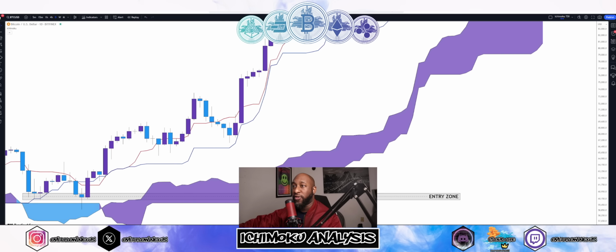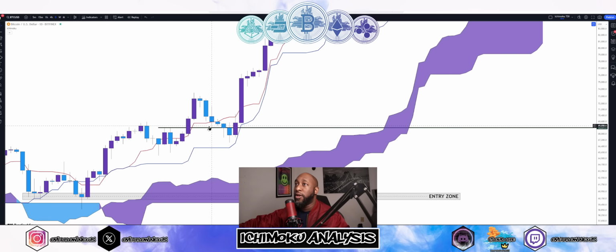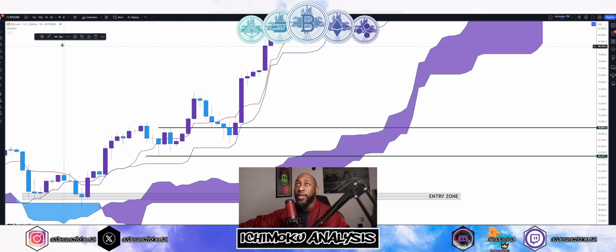What you would do is, I'll show you guys right here. Entry would be right there. I'm going to make this green so y'all would know. Make it a little thicker. So this will be entry right here. Stop loss would be right there.